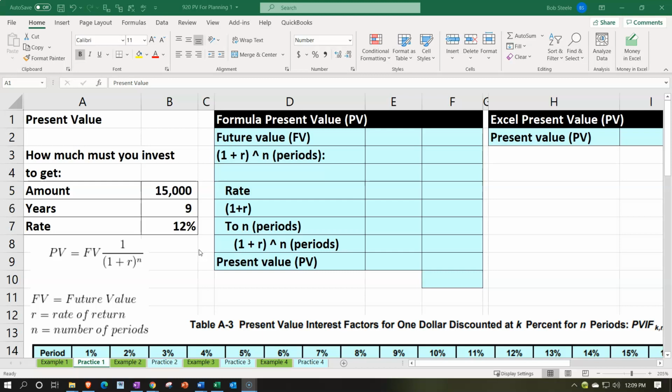We'll be calculating those in a few different ways, including a mathematical formula, an Excel formula, and with the use of tables. So present value: how much must you invest to get something in the future? We have the 15,000. How much must we invest to get up to that 15,000 in 9 years at a rate of 12%?